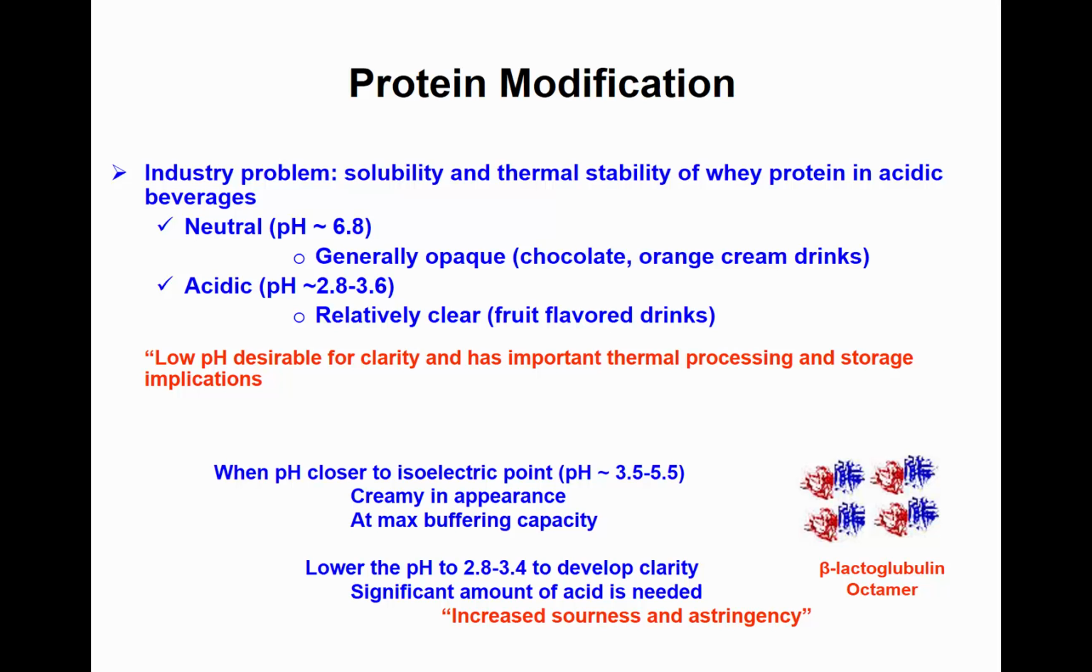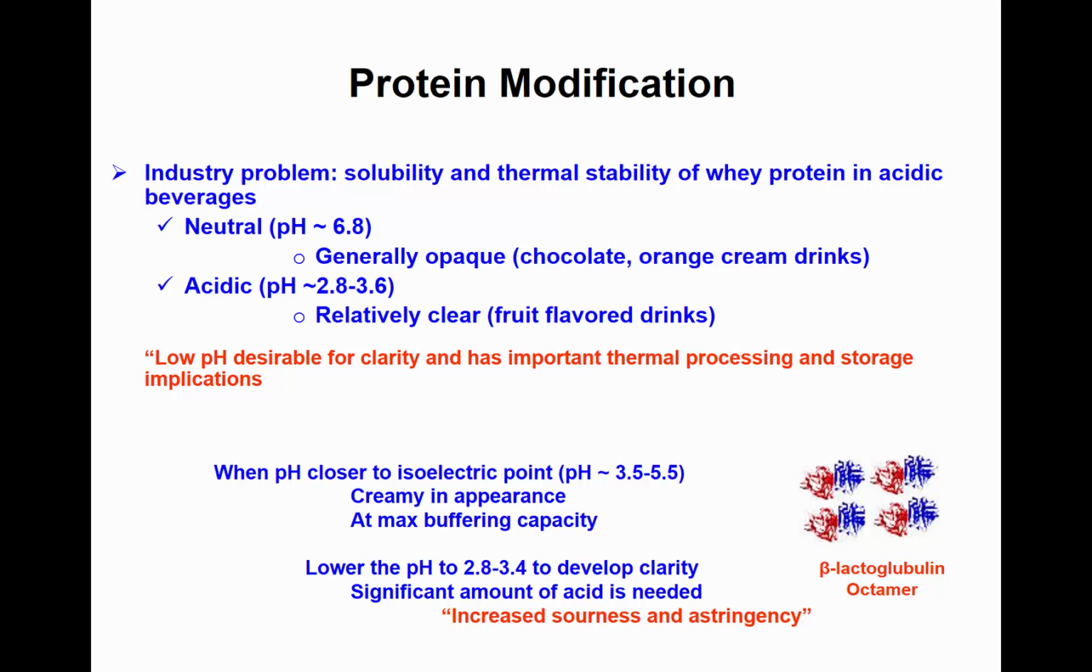However, to get it to be clear, you have to reduce the pH quite a bit. If you have a pH between 3.5 and 5.5, your whey proteins are in octamers. So they are turbid. So you don't have a clear beverage. They're soluble aggregates, but turbid, creamy in appearance. And you have maximum buffering capacity when you have it close to the pI. So you really need to drop the pH more in order to get to that clear point.